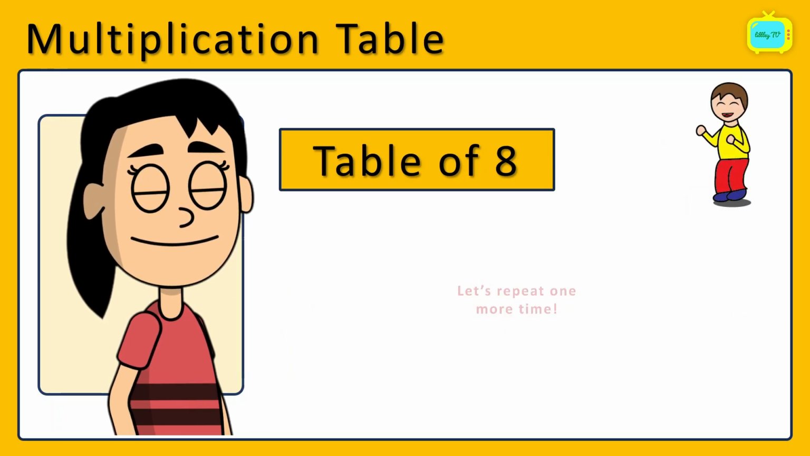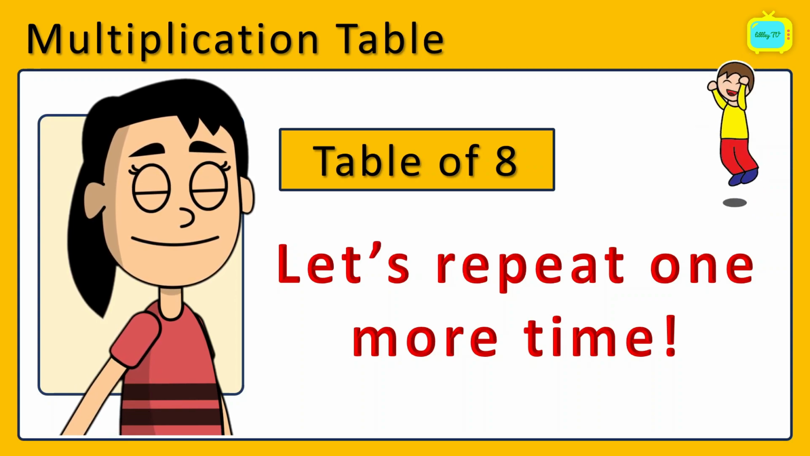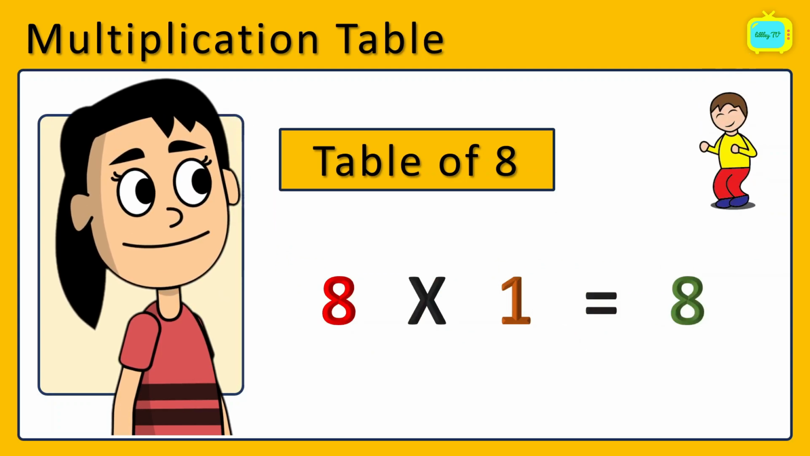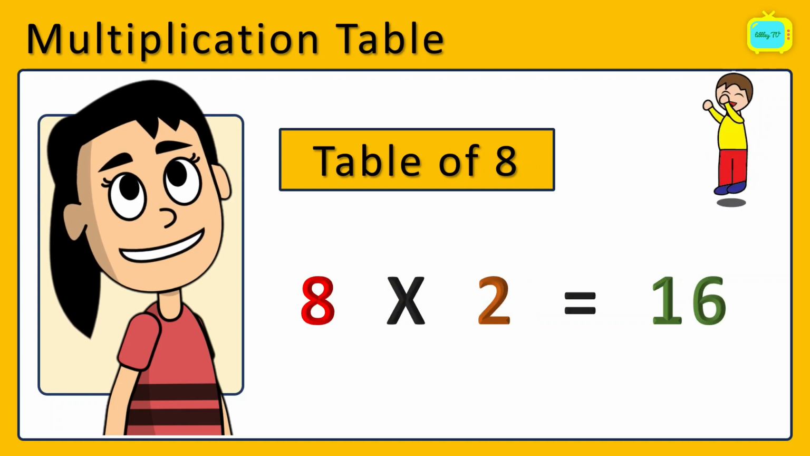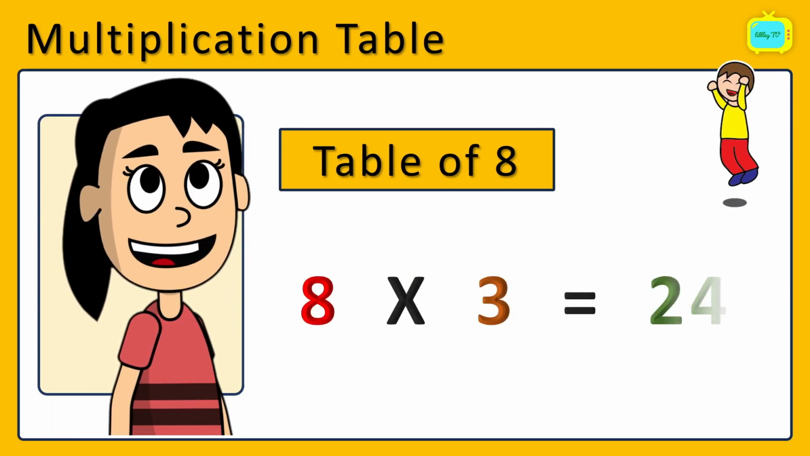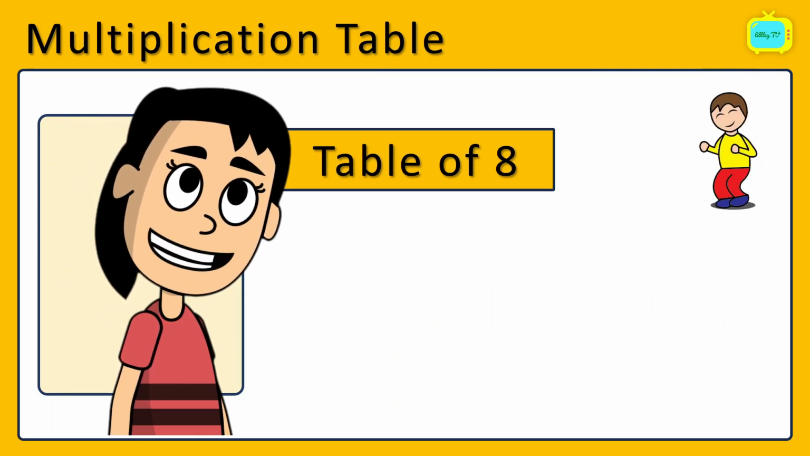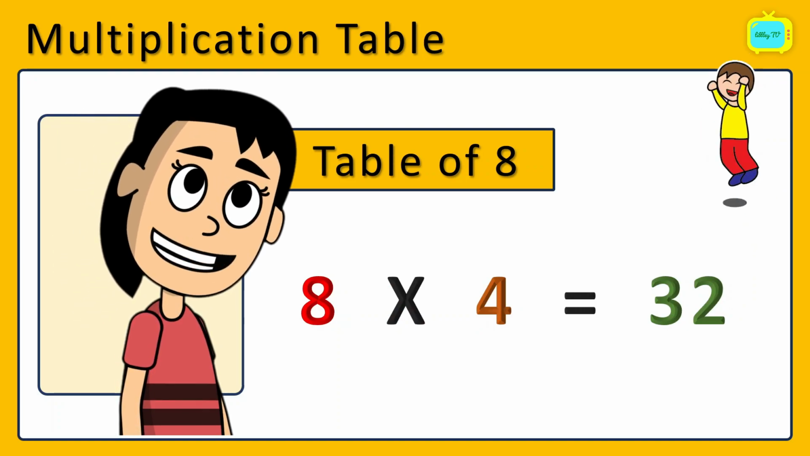So kids, it's time to repeat it one more time. 8 1s are 8. 8 2s are 16. 8 3s are 24. 8 4s are 32.